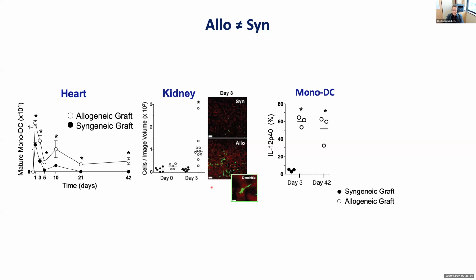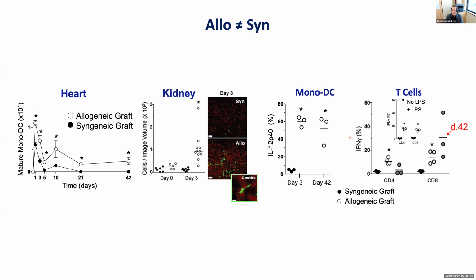Now, these monocyte-derived dendritic cells in allogeneic grafts would produce IL-12, both at early and late time points. And when you put them together with T cells, these T cells would produce interferon gamma, both at early time points and here also shown at late time points on day 42. And this is just the control with LPS stimulated splenocytes.